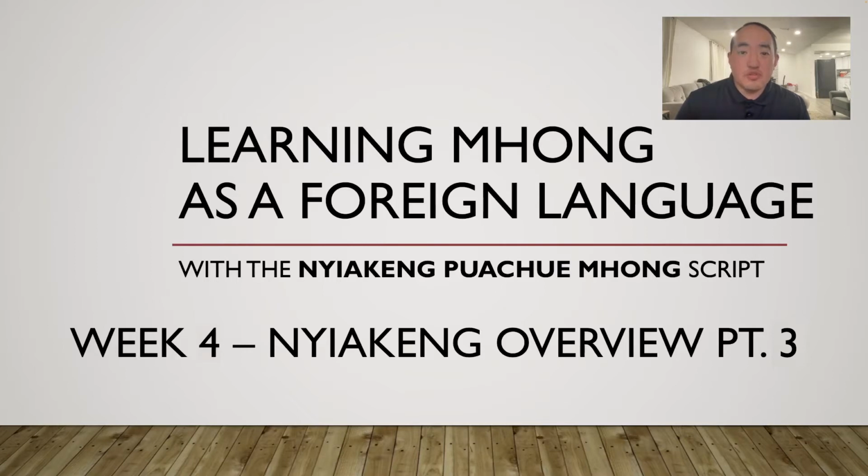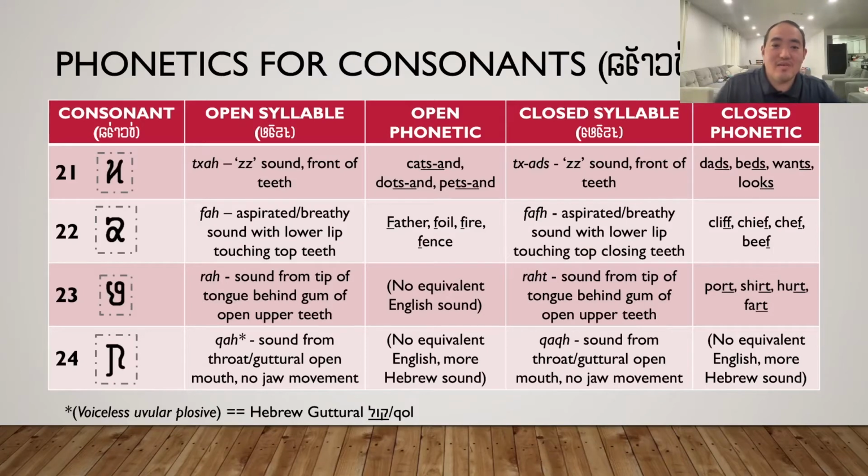We will be going over the Nyiakeng, which are the consonants. So let's get it started. Kak, right? And that's how you pronounce that. And that's how you'll pronounce that consonant. Ka, kak.